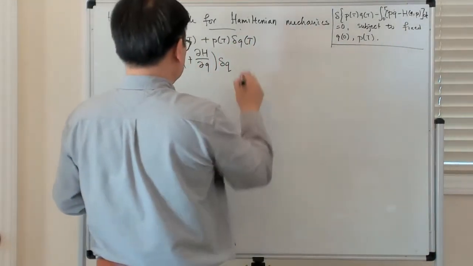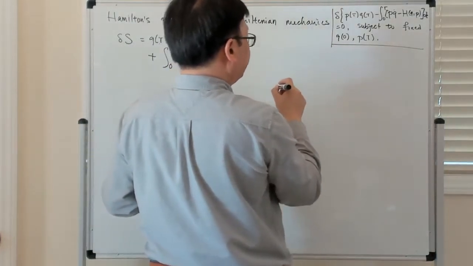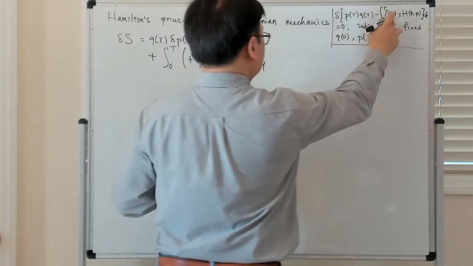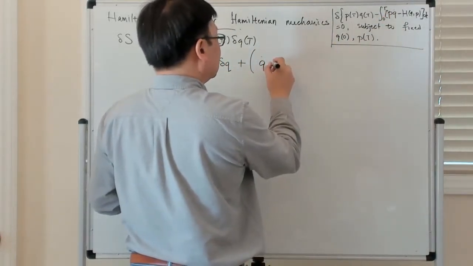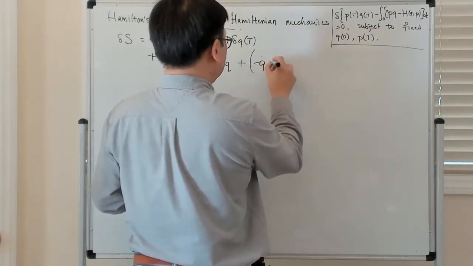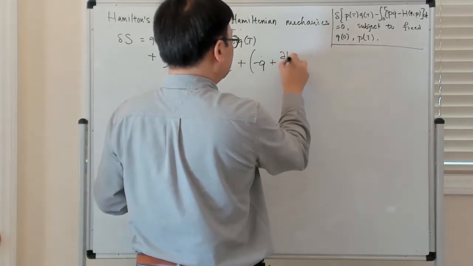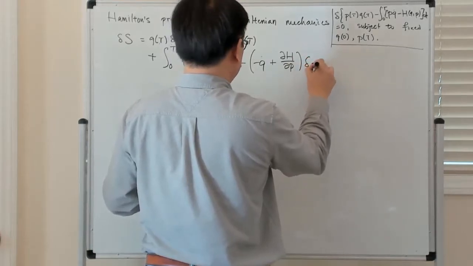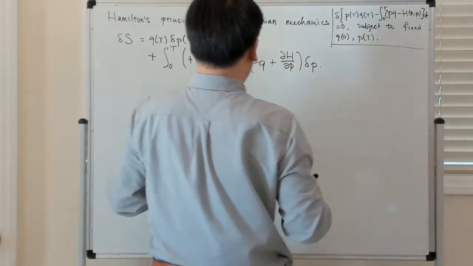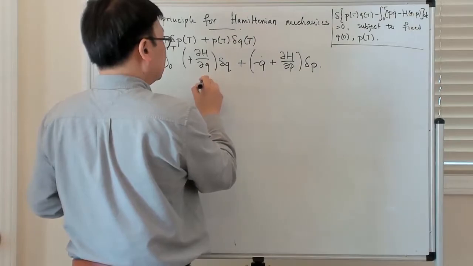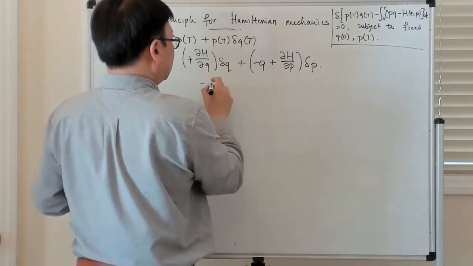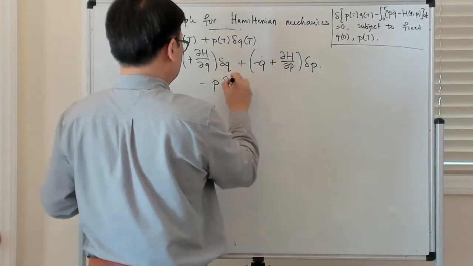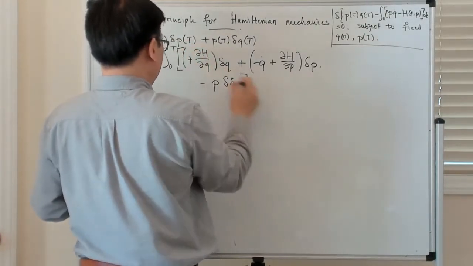Plus there's a p dependence, so the p dependence comes from differentiating this first term. I get a minus q dot plus dH/dp, times the variation of p, right? And then there's a q dot dependence, right? So minus p times the variation of q dot, and the whole thing is integrated.